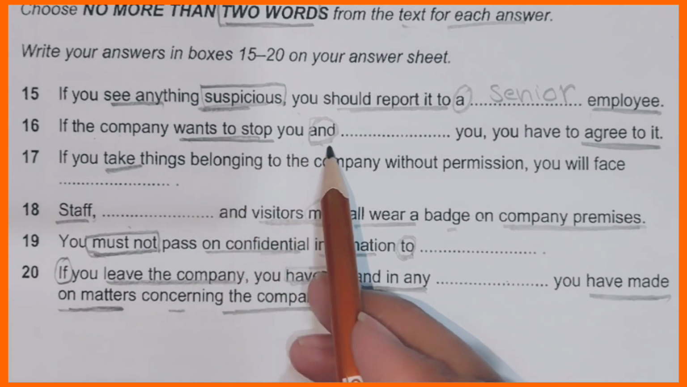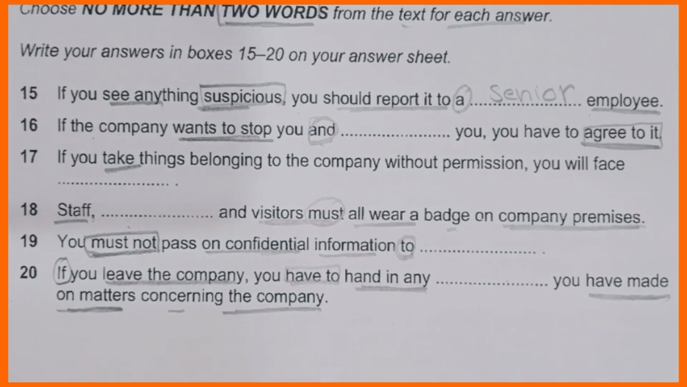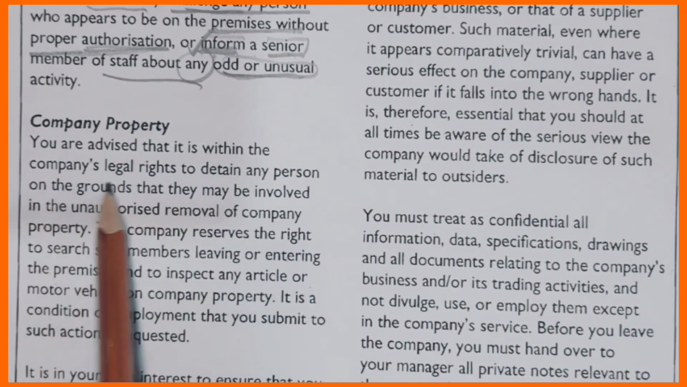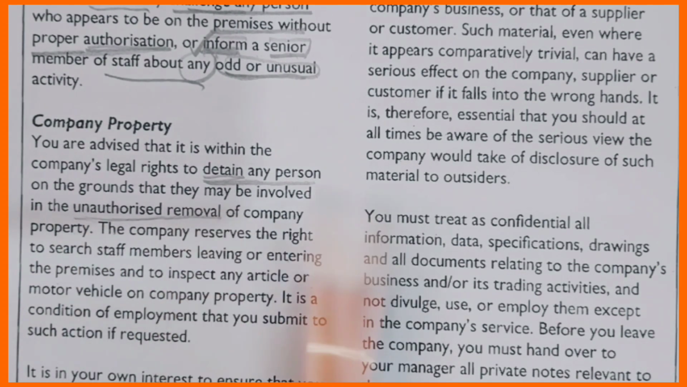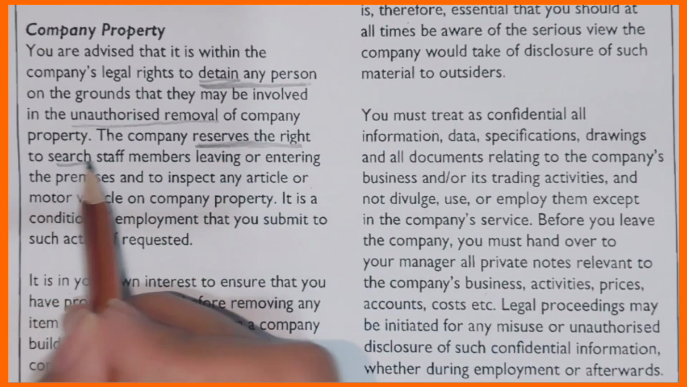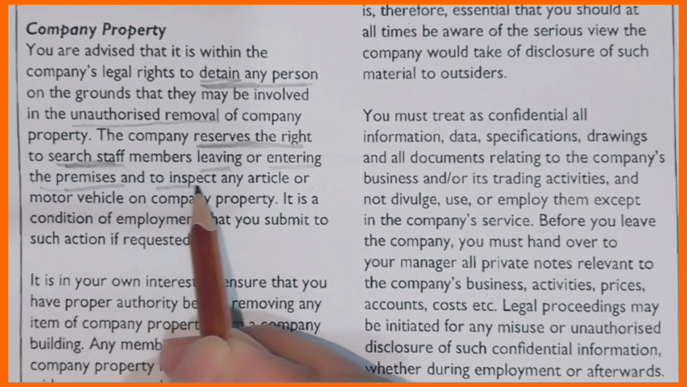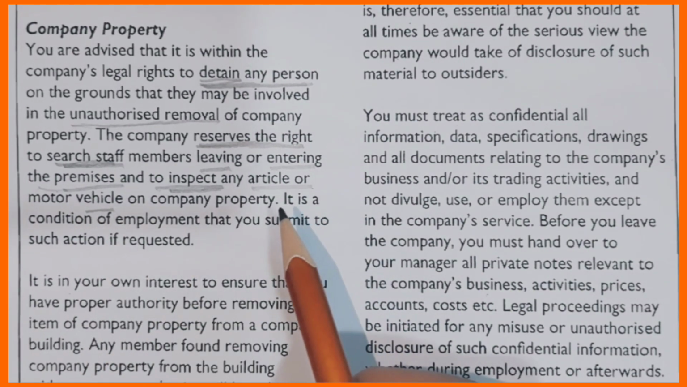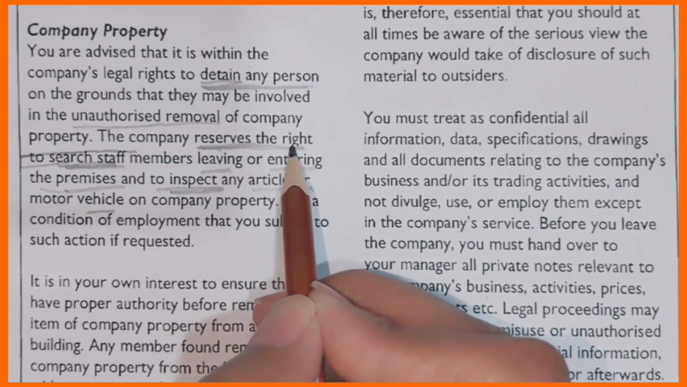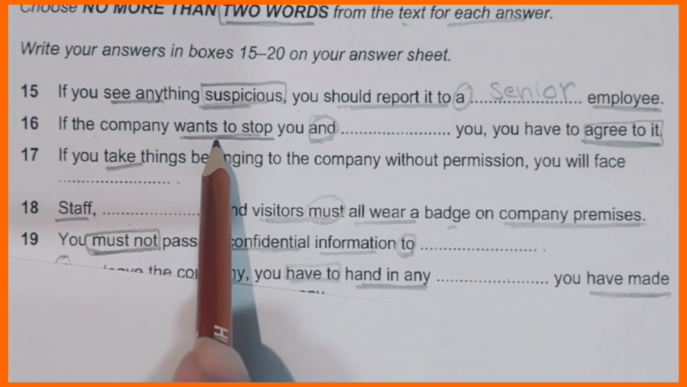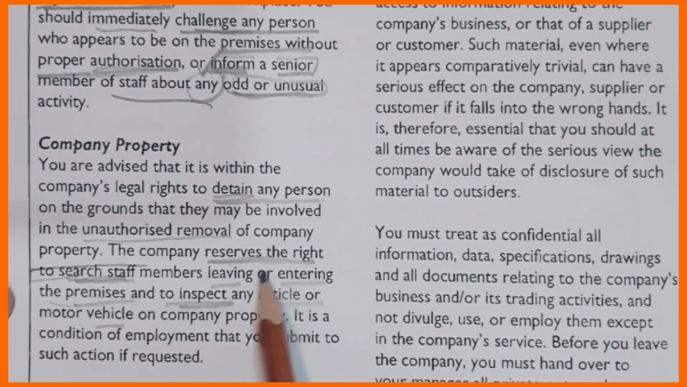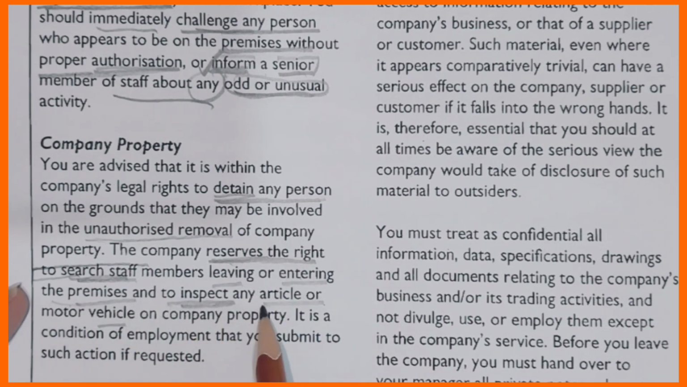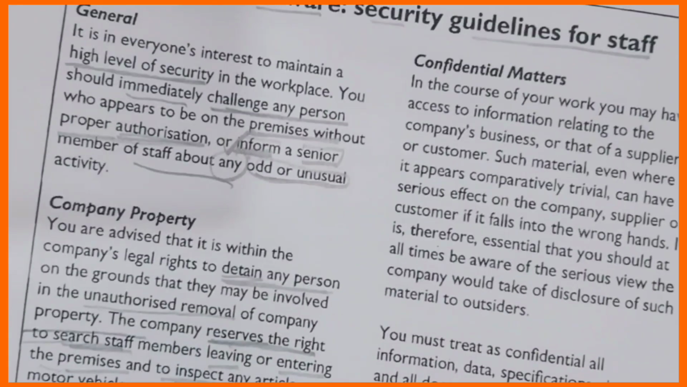Next, if the company wants to stop you and dash, you have to agree to it. So where is the company stopping us? Company property. You are advised that it is within the company's legal right to detain any person on the grounds that they may be involved in the unauthorized removal of company property. The company reserves the right to search staff members leaving or entering the premises and to inspect any article or motor vehicle. So they are supposed to do something. The company reserves the right to stop you and dash, you have to agree to it. So they can stop us as well and they can search as well. To search, so where is the word here?